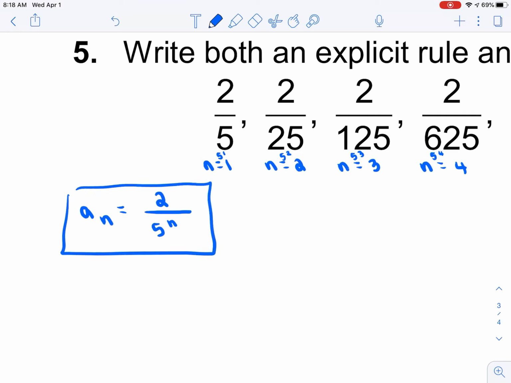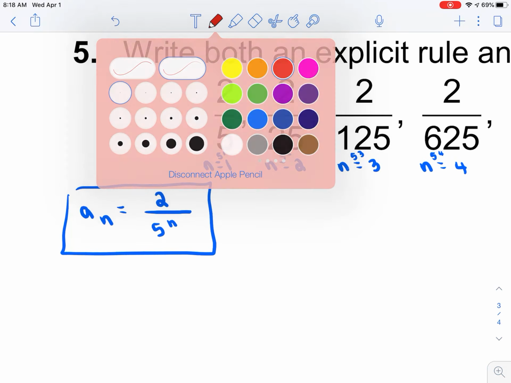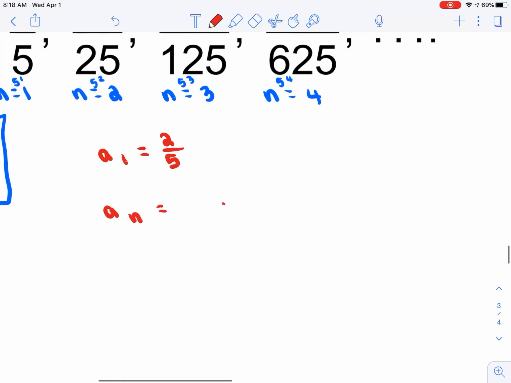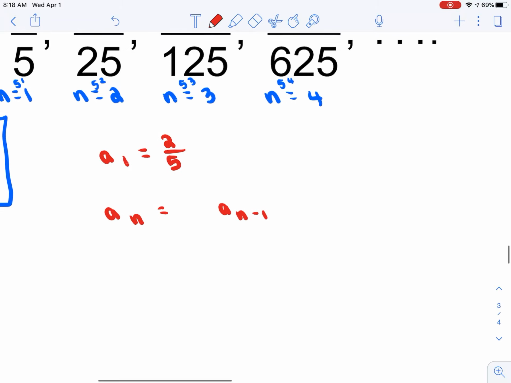This is your explicit rule. If I want to find the fourth term, I just sub in a 4 and notice it takes me directly there. Now, recursive rules are very different. Remember I said for a recursive rule, you have to tell me what the first term is. Then from there, to write the recursive rule, you need to have that a sub n minus 1. So if I want to find the second term, I need to know what the first term is and what I am doing to the first term to get to the second term.